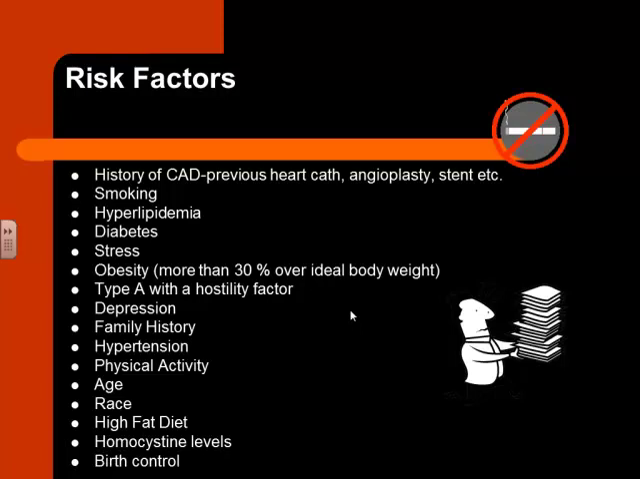I always give the example of when you're waiting in line at the grocery store and it's 10 items or less, and you have 2 items and the person in front of you has 15 and you're counting them and you're getting more and more angry. So that's what type A personality with hostility factor is. Hypertension, of course, is also a risk factor.